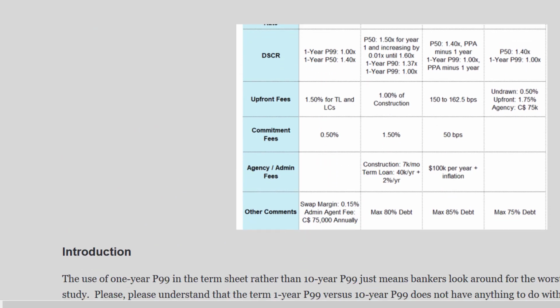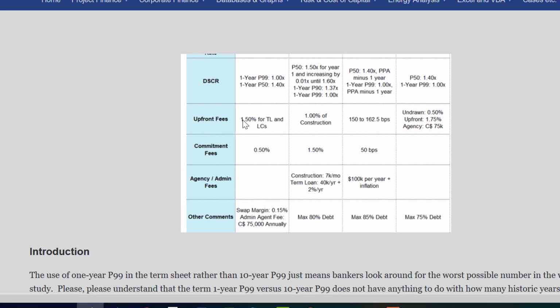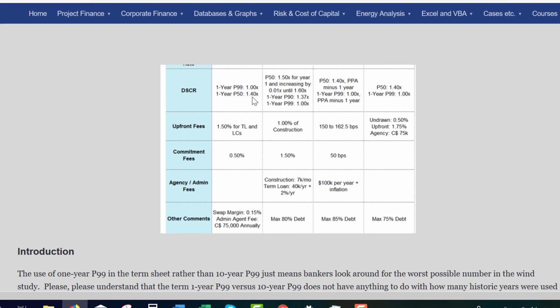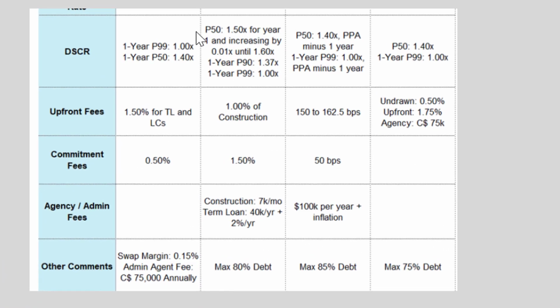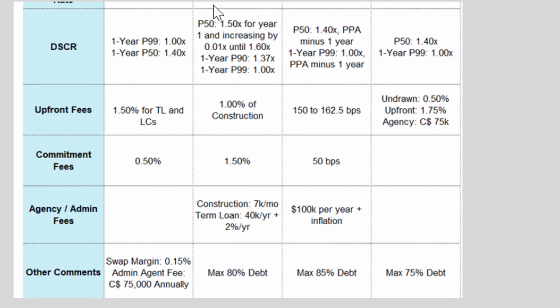Okay, this was just a little excerpt where I have a whole bunch of different examples. They used 1.4, not 1.5. They used a changing DSC. Oh my God. 1.4, 1.0. But sometimes people use P90 instead of P50. I guess I didn't show that.